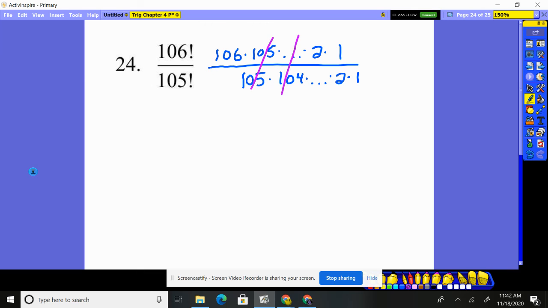105s go away. 104s, 103s, everybody goes away. Left with 106 over 1. So 106 it is. We just beat the calculator.